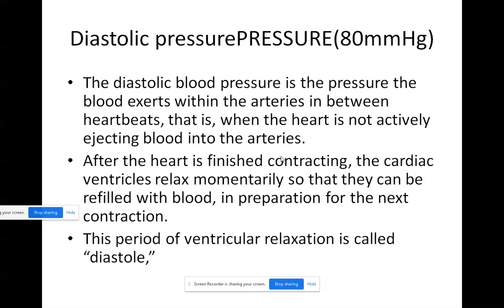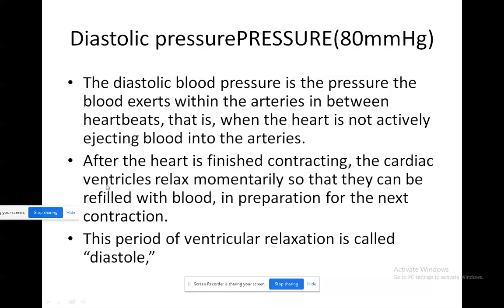The diastolic pressure range will be 70 to 80 mmHg. In this range only you will be getting it. This pressure is due to the blood within the arteries. During expansion, the blood will be filled in the arteries. At that time you will get some pressure, and that value is indicated as the diastolic pressure.